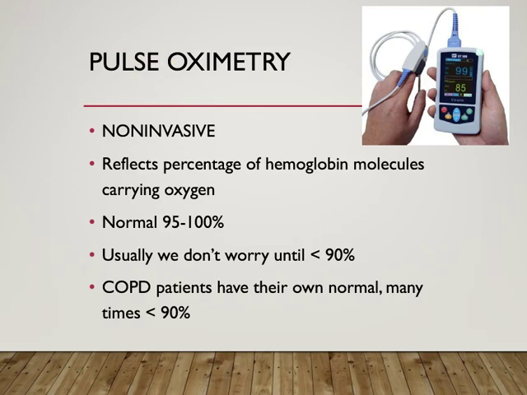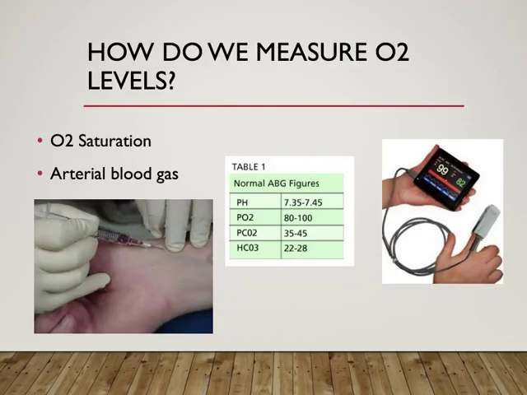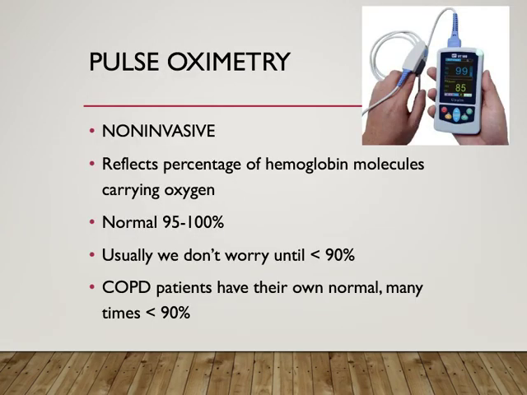The pulse oximeter, did I skip that? Sorry. The pulse oximeter is non-invasive. It's the greatest thing that's happened to nursing as far as figuring out the oxygen level. It reflects the percentage of hemoglobin molecules carrying oxygen. Normal is 95 to 100%. Usually we don't worry until less than 90%.